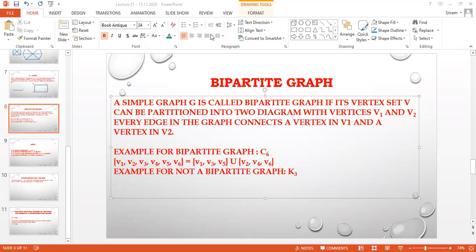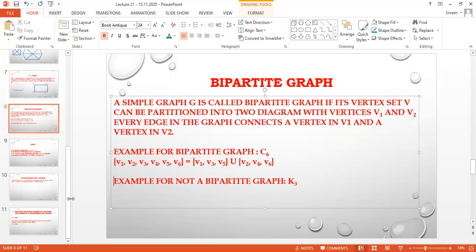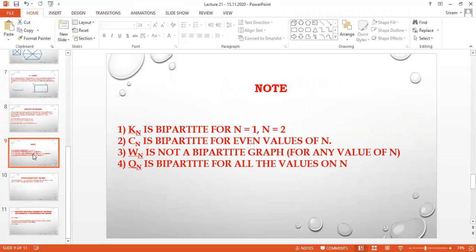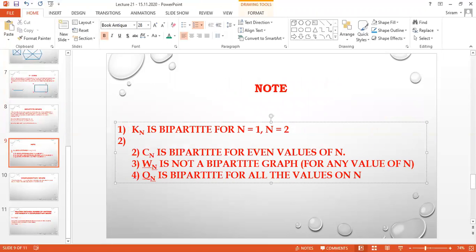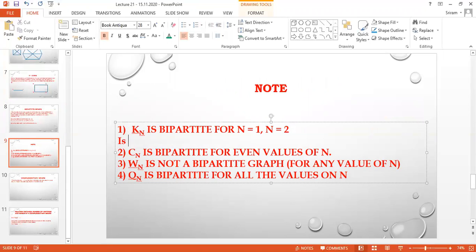All the vertices can have a common line. If you take K3, K3 is not a bipartite graph. But in the exam, you have to remember this, dear. This is the most important thing. Kn is bipartite only for n equal to 1 and 2. For example, in the exam, the question may be like this: is K5 bipartite? This is the question.